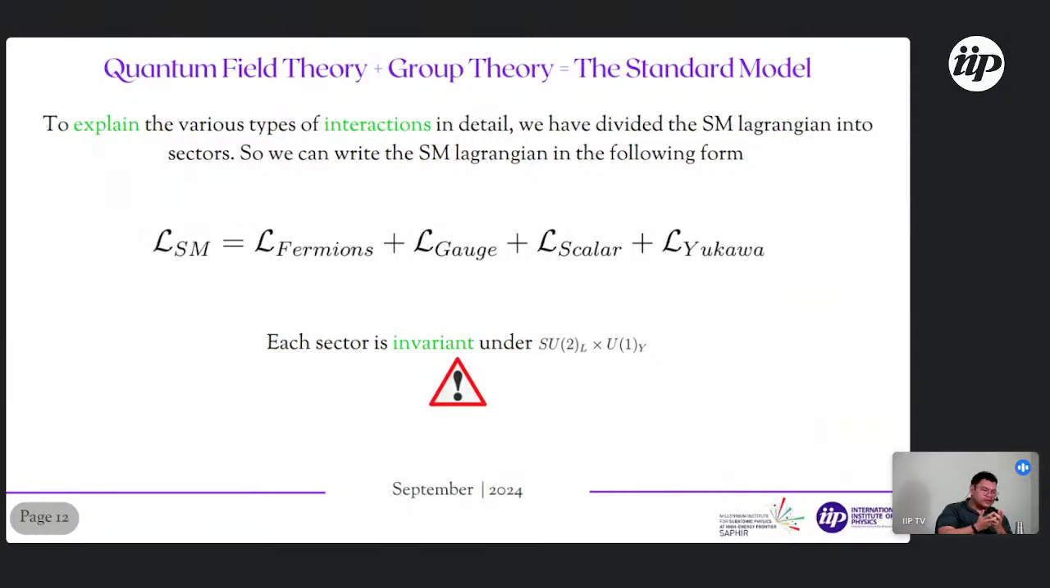But here again is the same comment: each one of these terms is invariant under the symmetry group SU(2)×U(1)_Y. Here the group of the strong interactions, SU(3) color, does not appear.